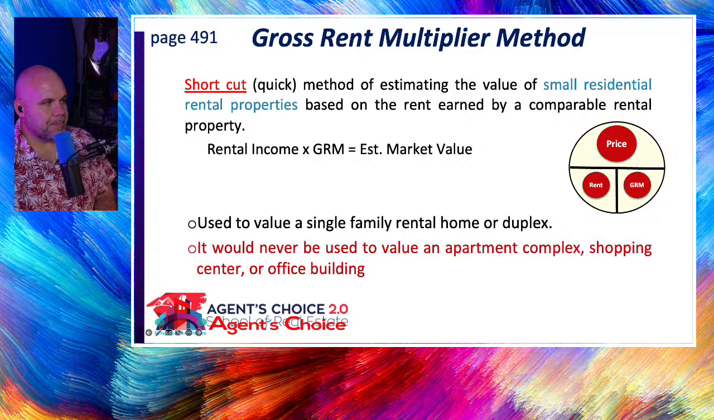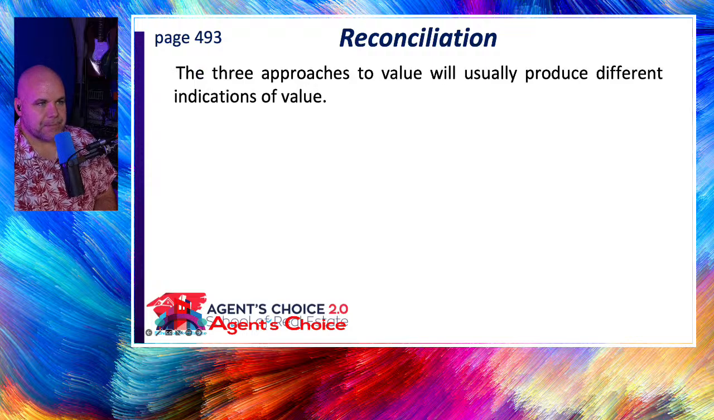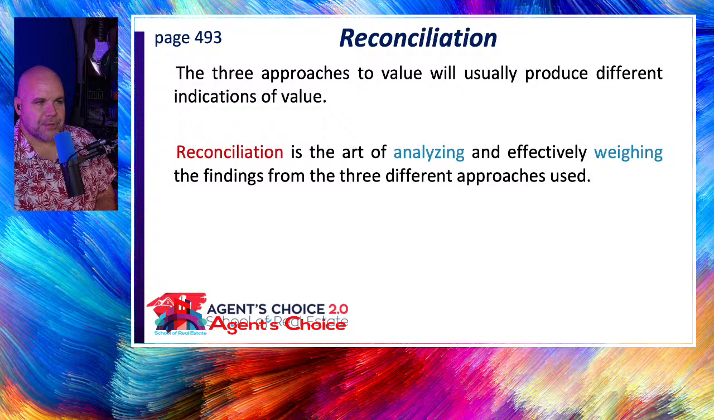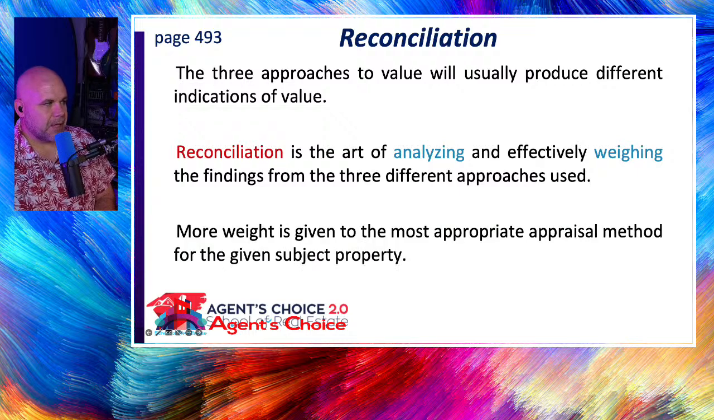So that's GRM. Just another circle formula. Brings us to reconciliation. We've done, or the appraiser has done, the sales comparison method, the cost approach, the income method, if applicable. They all produce different valuation amounts, but the one that matters is the one that is most like the property in question, the subject property. So reconciliation is analyzing and weighing those different methods and then putting more weight on the one that's like the property that you're trying to determine the value of.